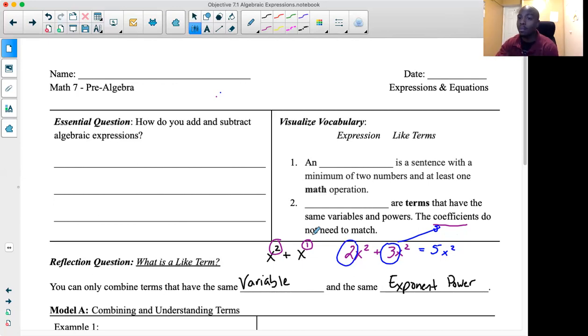Don't worry, there's going to be a lot of practice, and I'm going to explain this again for you. I know it's kind of quick the way I explain it. I just want you to know that in order for something to be a like term, it has to have the same variable and the same exponential power. I'm going to say that again.